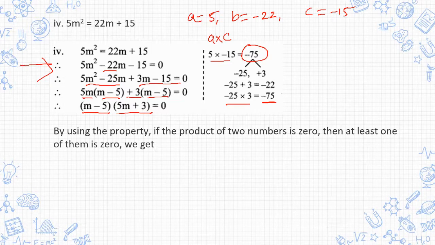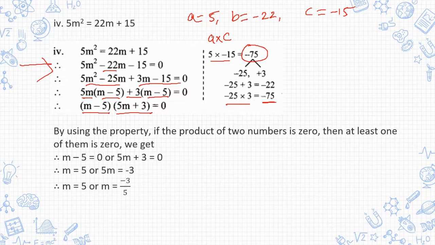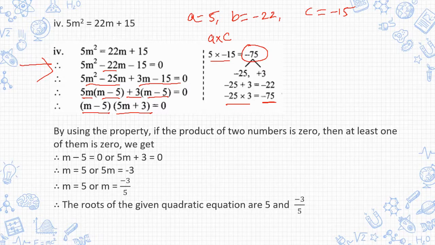Now by using the property, if the product of two numbers is 0, then at least one of them is 0. So we can say m minus 5 equal to 0 or 5m plus 3 equal to 0. The first case, if you take minus 5 on the other side, you'll have plus 5. And in the second case, if you take plus 3 on the other side, you'll have minus 3. Now here in the second case, you have to take 5 also on the other side. So when you take 5 on the other side, it will get divided. So you will have minus 3 by 5. So the two solutions or the two roots of the given quadratic equation are 5 and minus 3 by 5.